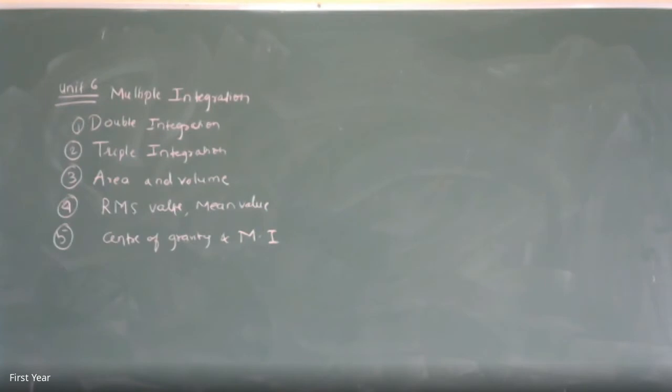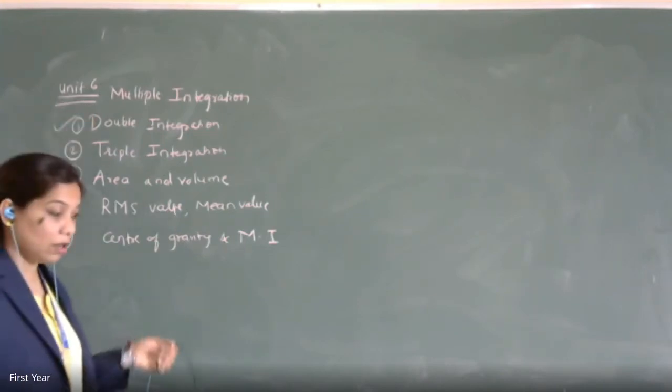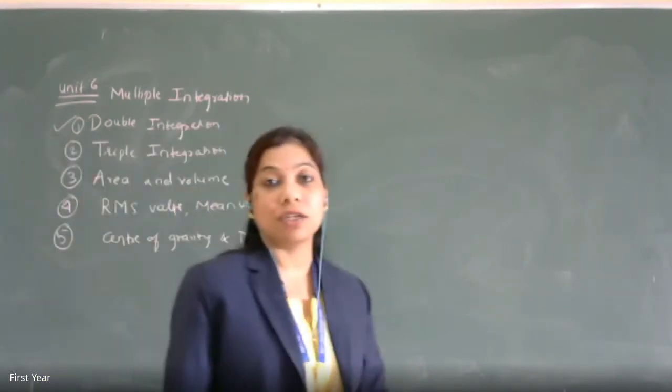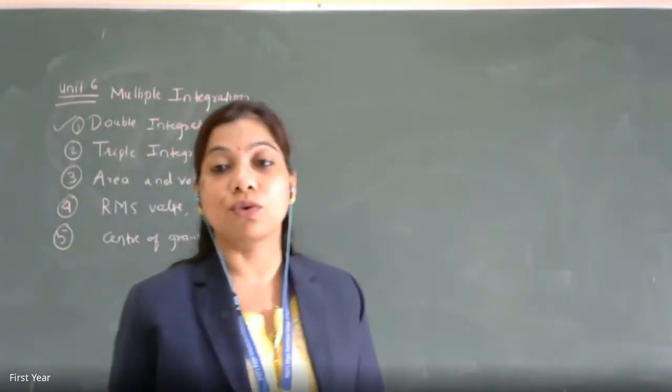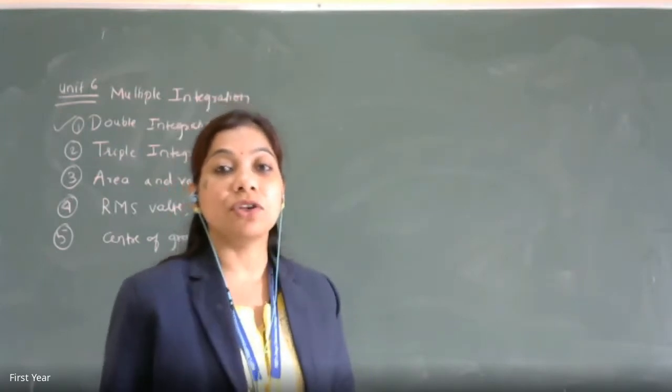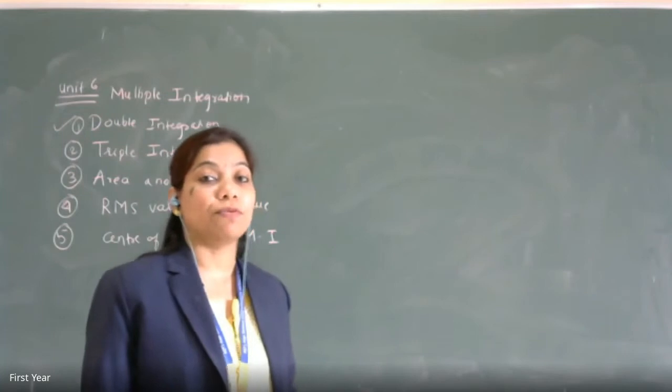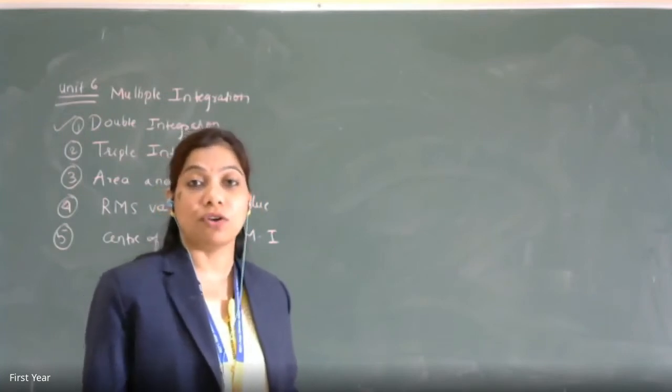In double, there are various categories. In triple, also there are various categories. So we will start with the first topic today, that is double integration. Looking at the name, it should suggest to you that there will be two variables with which we are going to do the integration. Let me first tell you the basic concept, and once we are done with that, you will be able to find the meaning of area and volume. It's not at all difficult.